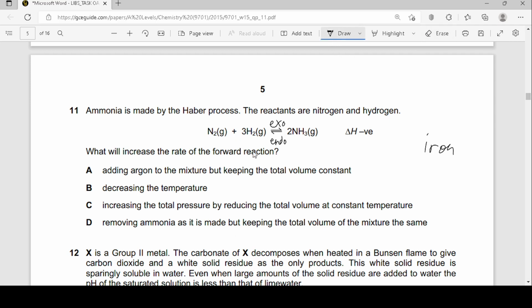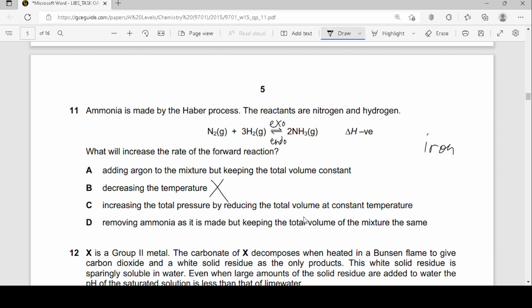Anyways, decreasing the temperature. Decreasing the temperature will not increase the rate of the reaction. It will increase the yield of ammonia, yes, because the reaction is exothermic, but it will not increase the rate because the particles will have less kinetic energy, so the rate is actually lower. So no, decreasing the temperature should not increase the rate.